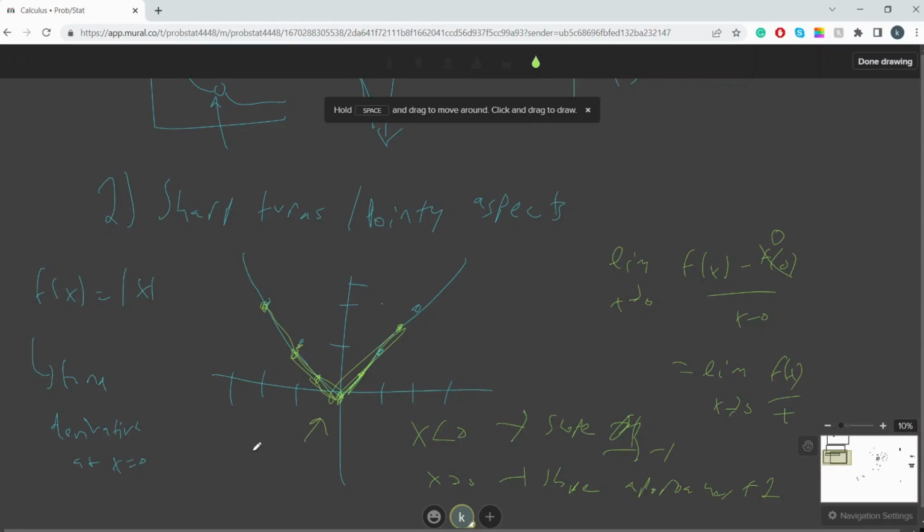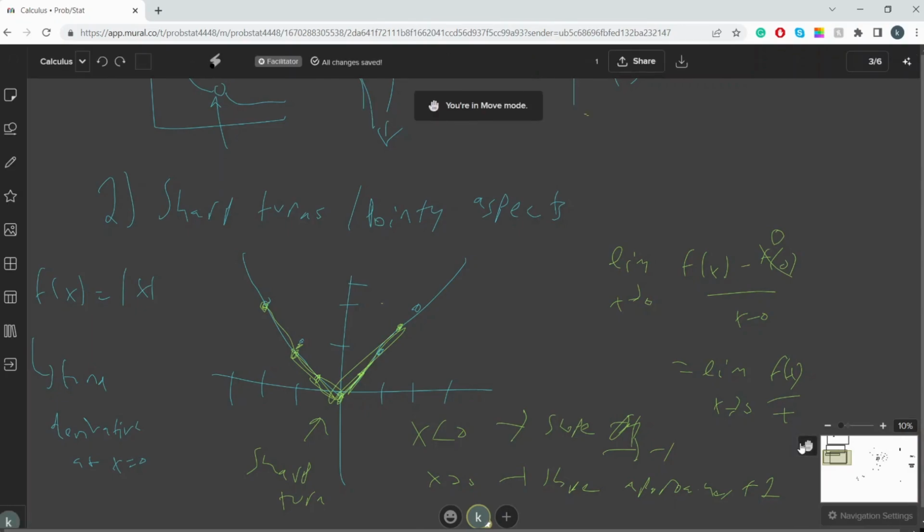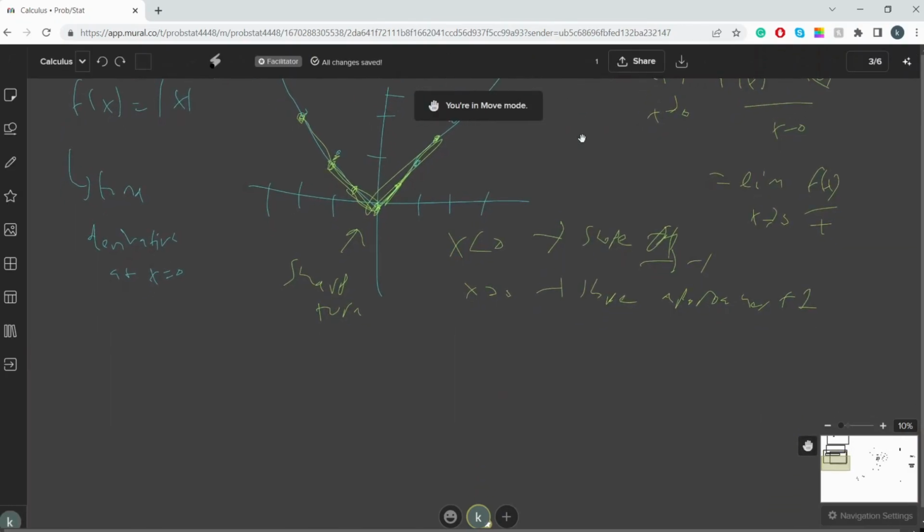So hence, this is the case of the sharp turn. And thus, at x equals 0, you cannot differentiate f of x equals absolute value of x, or you can't find the instantaneous rate of change at x equals 0 for this function. So this is what I mean by the sharp turns and pointy aspects for some functions. So hopefully that makes sense with case number 2.